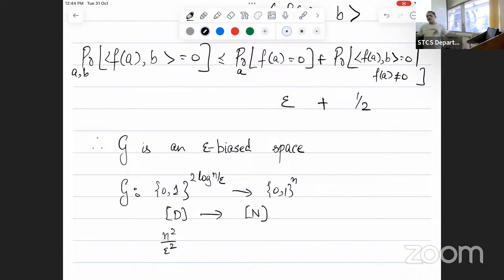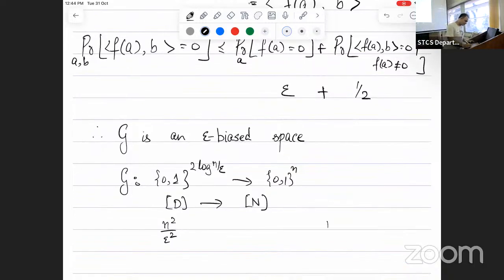Now you could ask, is this the best you could do? Can you come up with an even smaller thing? Is n squared over epsilon squared the right answer? Are there even sparser distributions? It was known for a long time that the right answer is supposed to be n over epsilon squared, even though the AGHP construction gives you n squared over epsilon squared, which at this point doesn't matter. This was a long-standing question: can you achieve epsilon bias spaces where the number of strings in your distribution is just n over epsilon squared rather than n squared over epsilon squared?